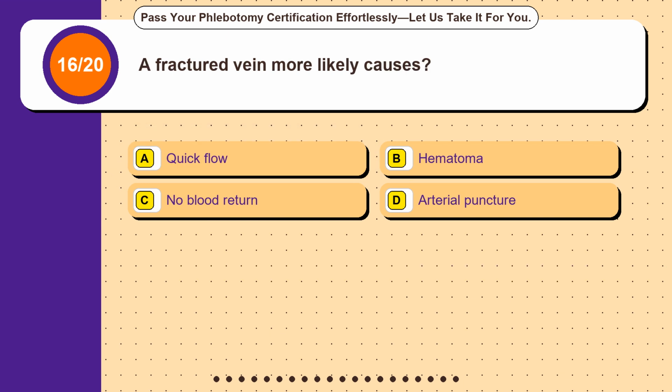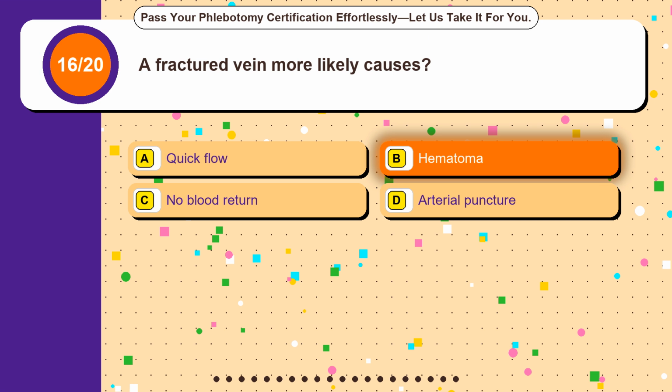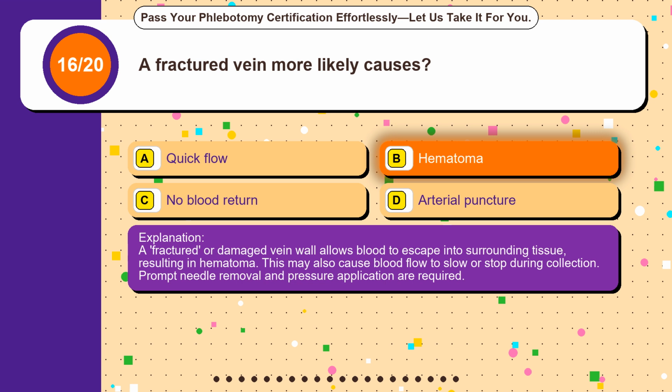Question 16. A fractured vein more likely causes: Option A, quick flow. Option B, hematoma. Option C, no blood return. Option D, arterial puncture. The correct answer is option B, hematoma. A fractured or damaged vein wall allows blood to escape into surrounding tissue, resulting in hematoma. This may also cause blood flow to slow or stop during collection. Prompt needle removal and pressure application are required.